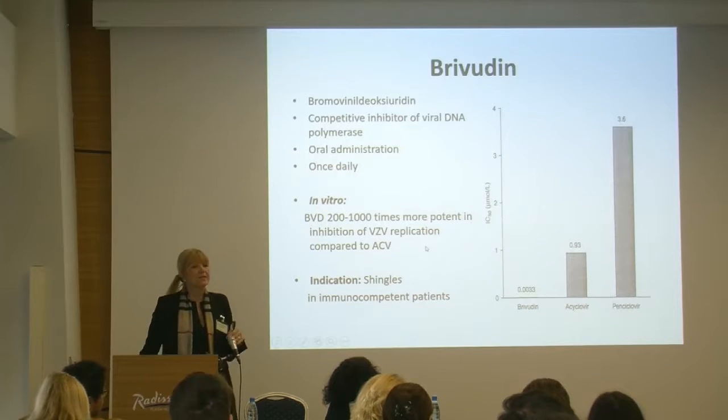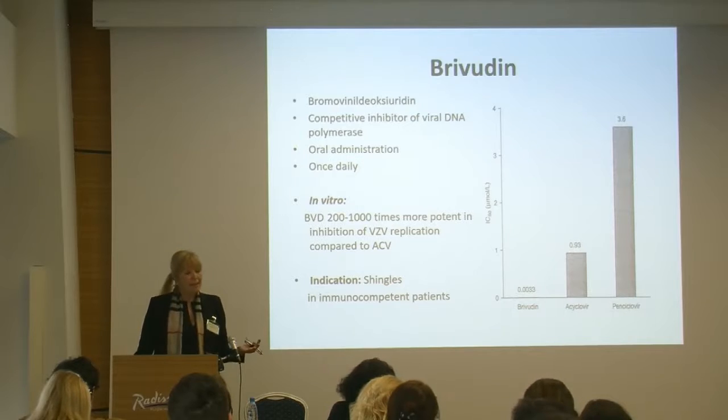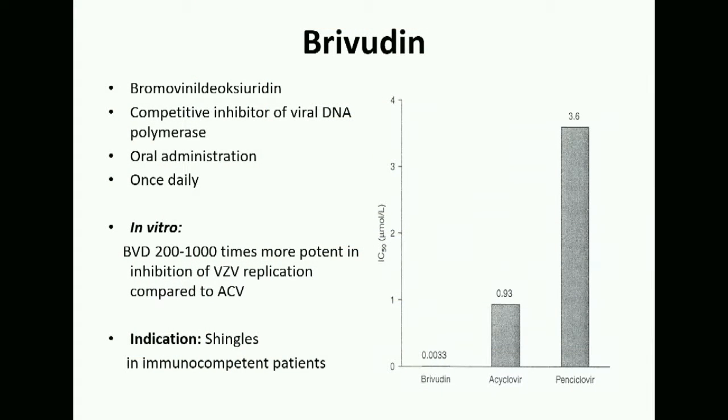And then here comes brivudin, the drug that was approved in this millennium. However, it's been widely used because it has a very good dosing profile. It's a competitive inhibitor of DNA polymerase. It is for, as you know, oral administration, 1 pill a day, very convenient, for example, for old patients who have a bunch of other drugs that need to be taken during the day.